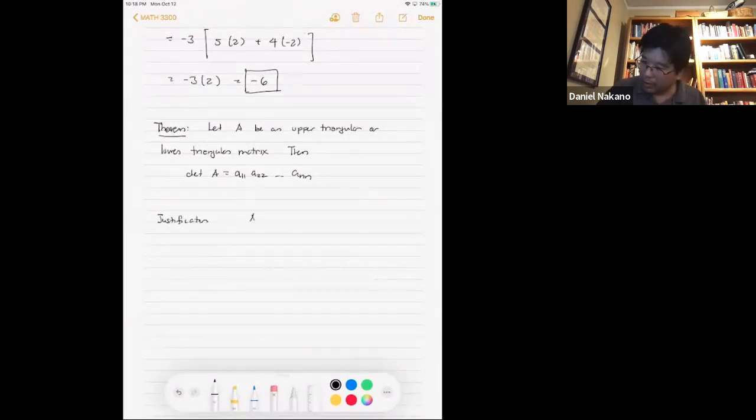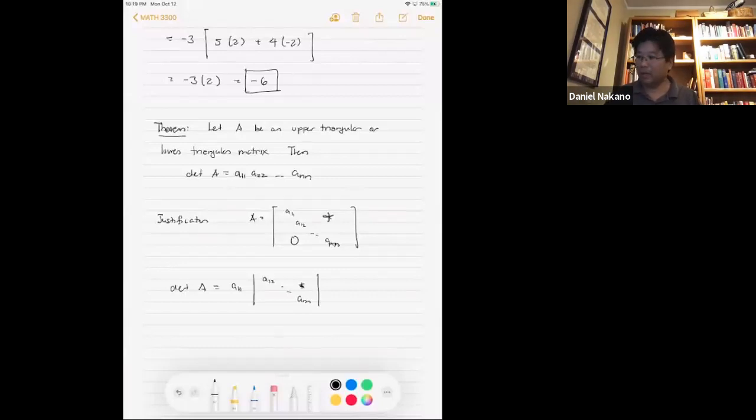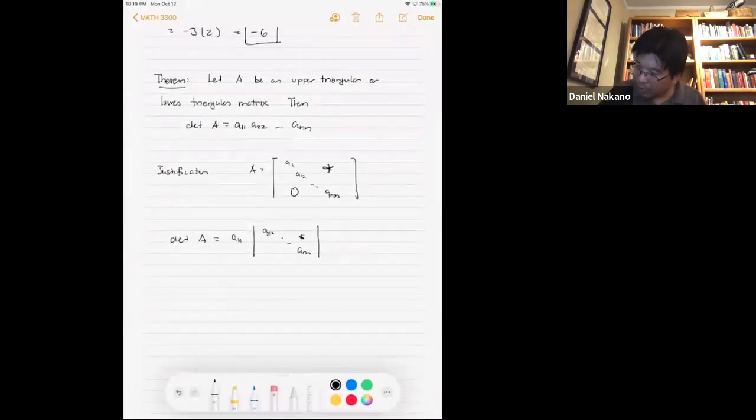So let's say A looks something like A11, A12, A1N, ANN, okay? And then there's some entries maybe above this, and there's zeros down here, right? So then, if you do the determinant of A, all I have to do is expand along the first column, so that's A11 times the determinant of A12, ANN, with some entries up here, right? Because all the other determinants are going to be 0, and then you just repeat the process.